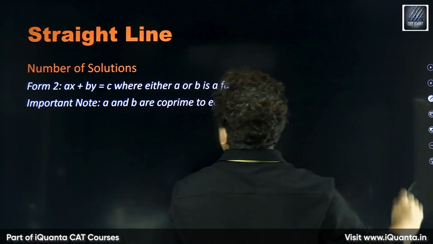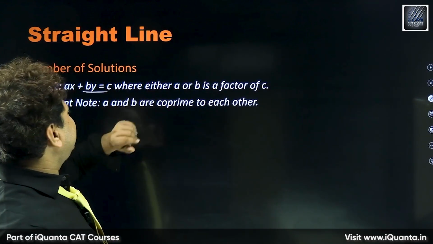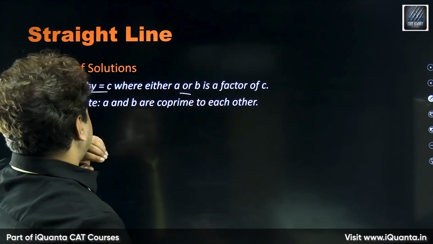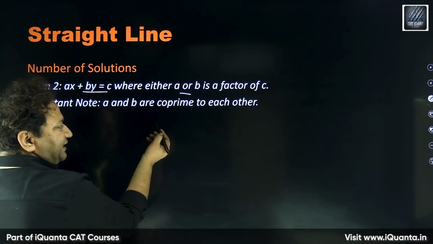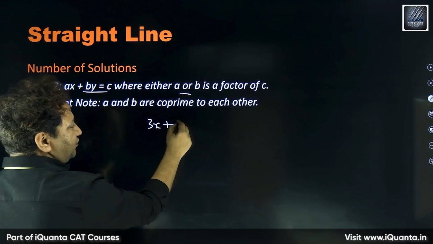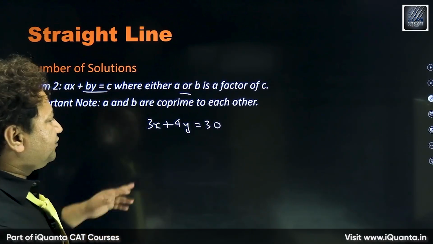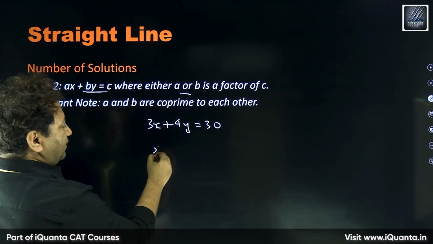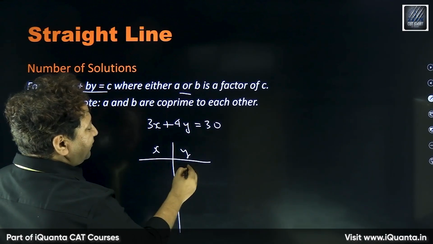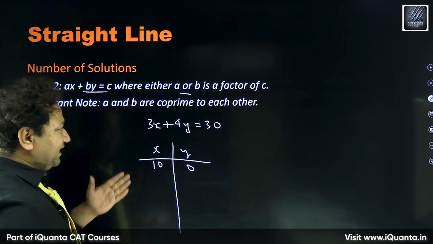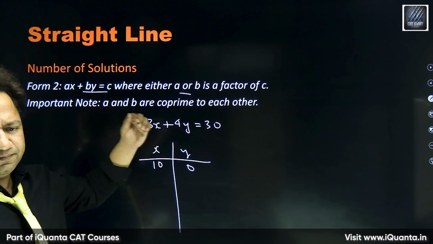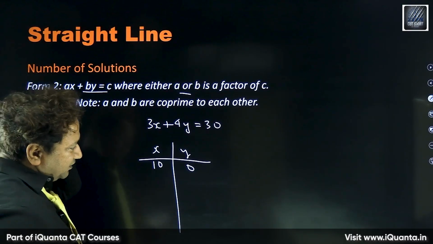Okay, now comes form number 2. AX plus BY is C, where either A or B is a factor of C. So here, let's take an example. 3x plus 4y is equal to 30. Here I can see 30 is a multiple of 3 but not of 4, which means I can put y as 0, so x will be 10. If I put x as 0, y will be 30 by 4, but it's not a natural number.